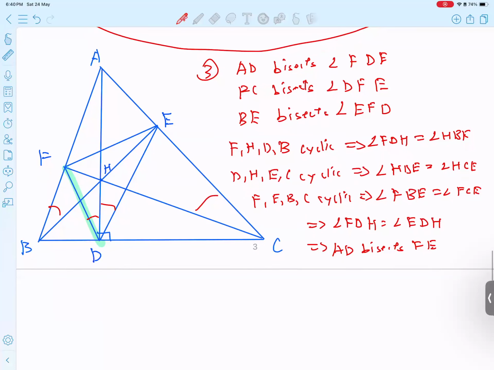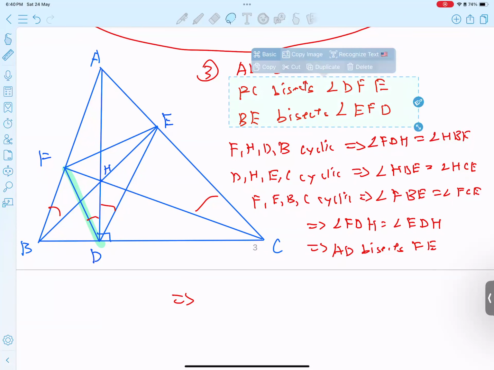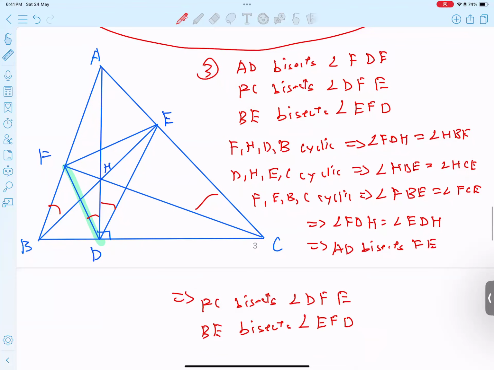And then similarly, you could say these two things are true because the diagram is symmetrical. So if you simply rotate this triangle so that C is on top, you could see that CF bisects angle EFD, and we're done. So this illustrates the power of the pairs of cyclic quadrilaterals in the configuration. So yeah, take a moment to digest them.